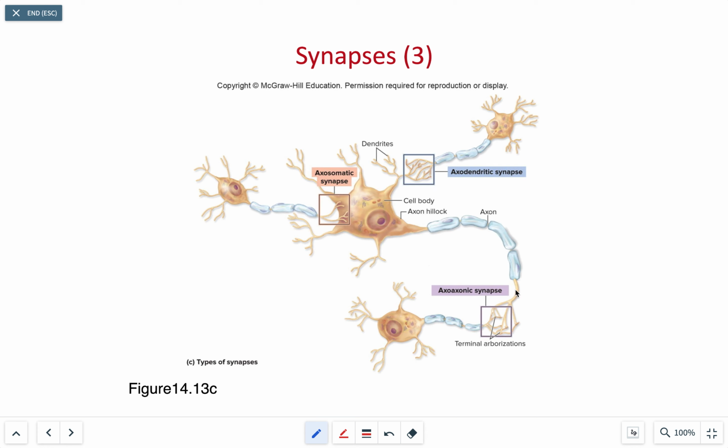And finally, the last one is the axoaxonic synapse. This axoaxonic is the least common synapse. What we see here in this example is the synaptic knob of a presynaptic neuron and the synaptic knob of a postsynaptic neuron. So we have the synaptic knob of a pre and a synaptic knob of a post communicating with each other. This action appears to influence the activity of the synaptic knobs.